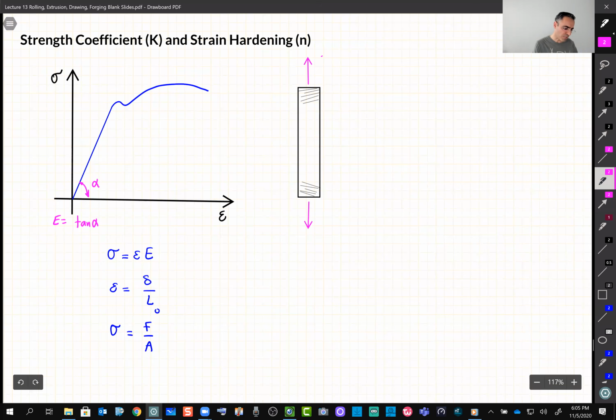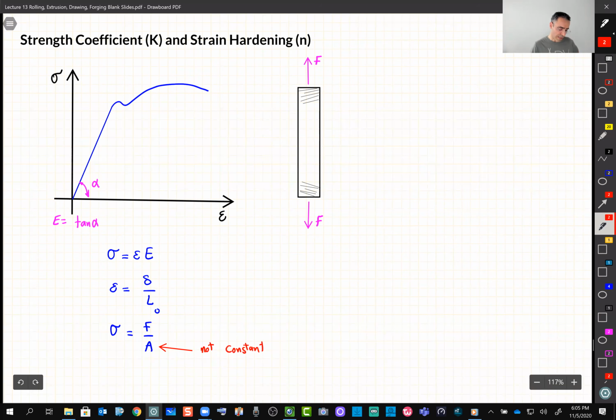However, the big flaw with this formula, even for the elastic region, is that A is not constant, right? As we stretch this part, it is not going to be constant. Secondly, this L0 also is not constant. L0 is the length at the beginning, but it's going to become bigger and bigger. So none of these are valid if we use true strain and true stress.